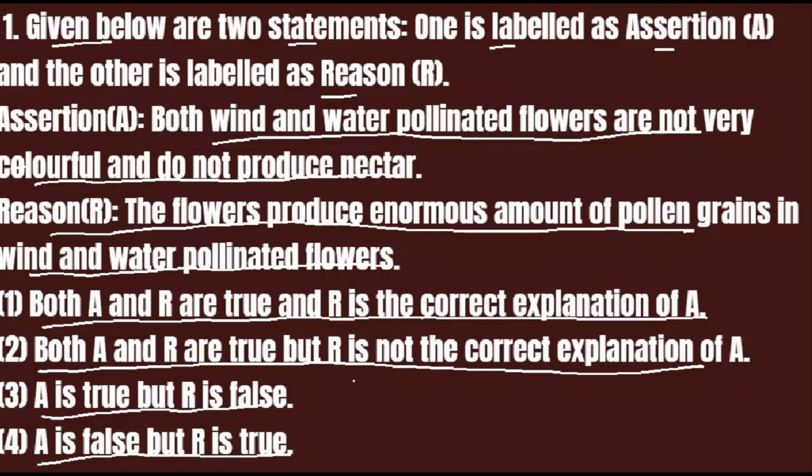Now here the answer is, both wind and water pollinated flowers are not very colorful and they do not produce nectar. That is true. So assertion is true. Now let's see the reason. The flowers produce enormous amount of pollen grains in wind and water pollinated flowers. That is also true, but it's not the correct explanation for the assertion. So that's why the answer will be option 2. That is, both assertion and reason are true, but reason is not the correct explanation of assertion.